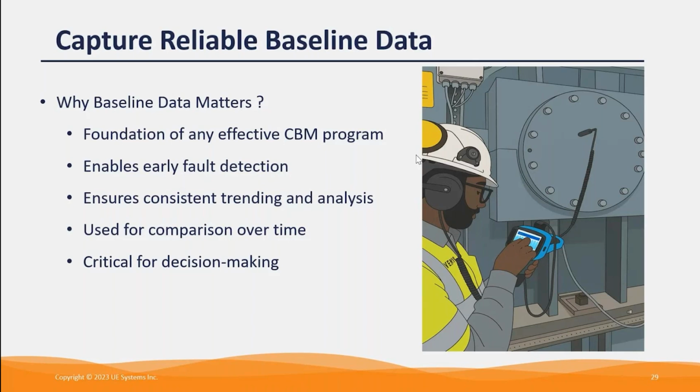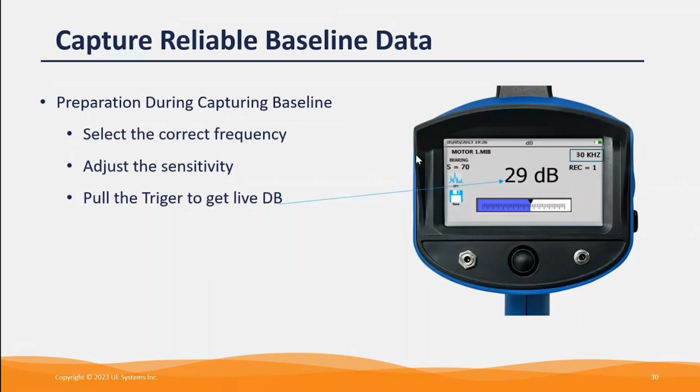So during the baseline measurement, what things shall we consider? We shall consider selecting the correct frequency. The recommended frequency for most rotating equipment is 30 kilohertz, and for slow speed machines, you may reduce it to 25 kilohertz to improve sound clarity and better capture low energy acoustic signals.